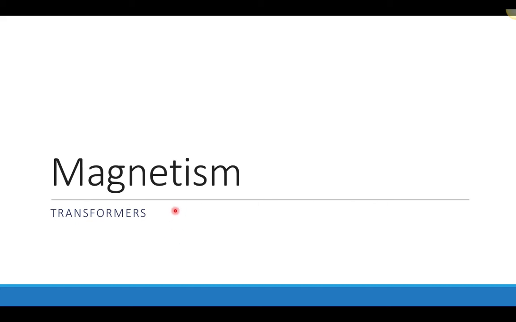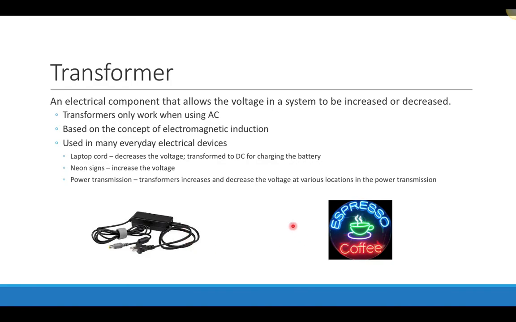In this last presentation on magnetism, we will talk about transformers, which is one application of electromagnetic induction. A transformer is an electrical component that basically allows the voltage in a system to be increased or decreased. Transformers will only work with alternating current, so we can't use a DC battery to do this. And of course, it's based on this concept of electromagnetic induction.